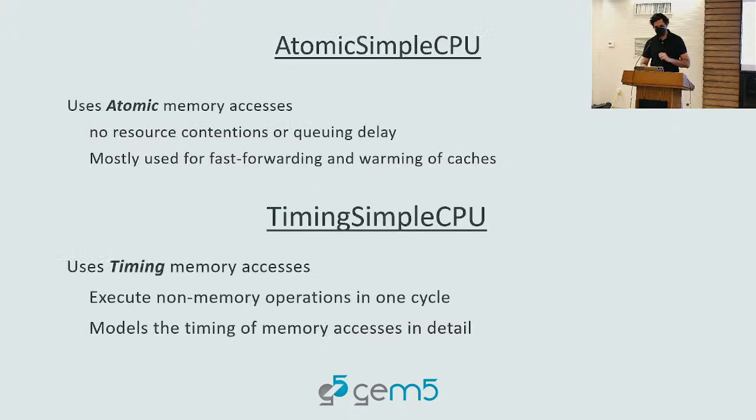No? Okay. Once you understand those memory access types, it should be pretty easy to follow what AtomicSimple CPU and TimingSimple CPU are. As I stated earlier, the simple CPU models are single cycle CPU models. The only difference is in terms of the memory accesses they're using. AtomicSimple CPU uses atomic memory accesses, and TimingSimple CPU uses timing memory accesses. Any questions? Okay.